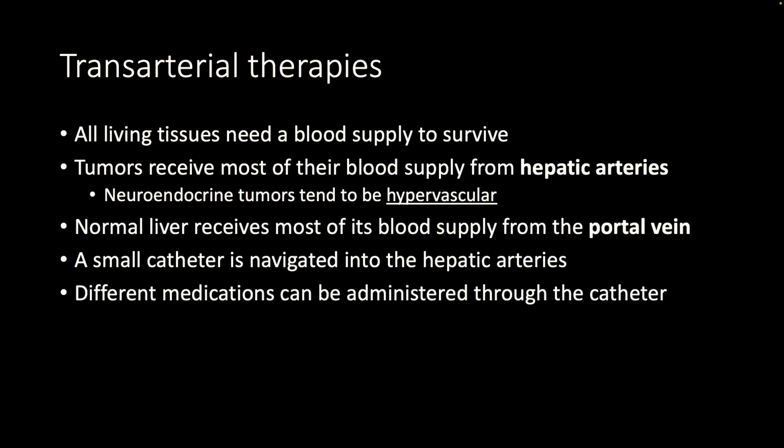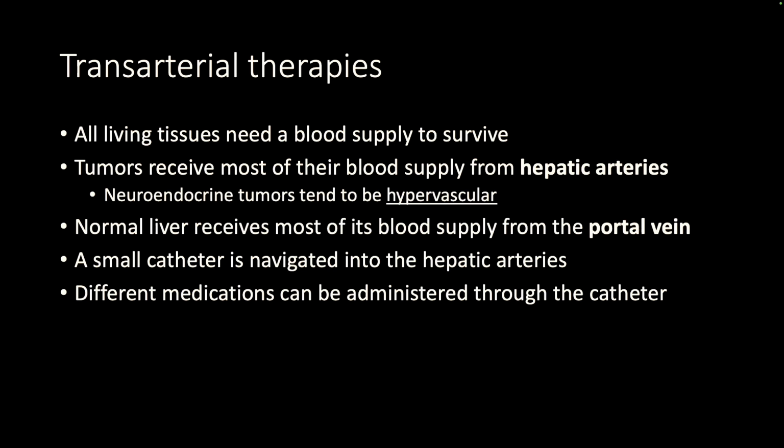Transarterial therapy basically works on a principle that all living tissues need a blood supply to survive. The tumors are no exception. They need a blood supply to survive and grow, and they get their blood from an artery in the liver called the hepatic artery. There are many branches of the hepatic artery, but neuroendocrine tumors tend to be hypervascular, which means they tend to be greedy. They get a real rich blood supply.